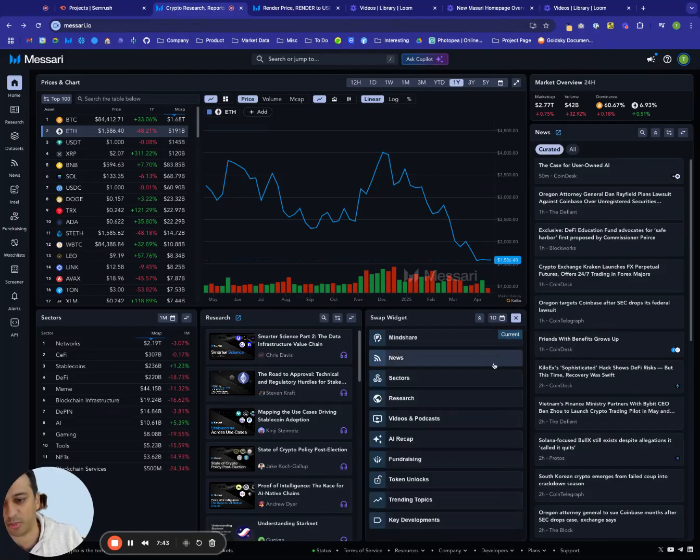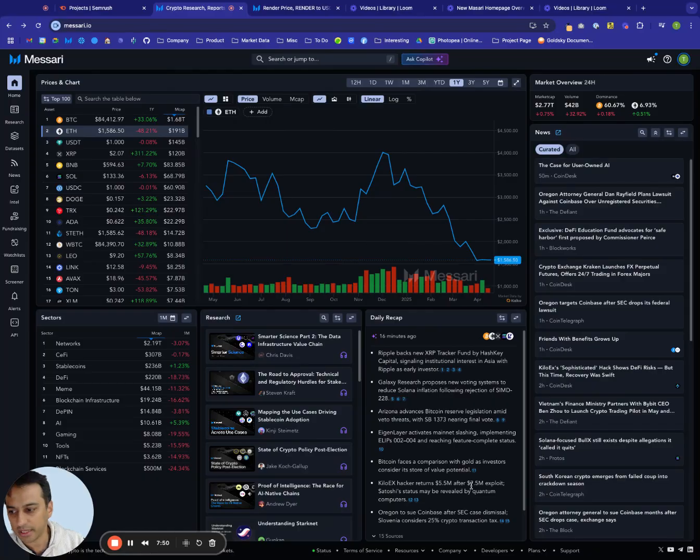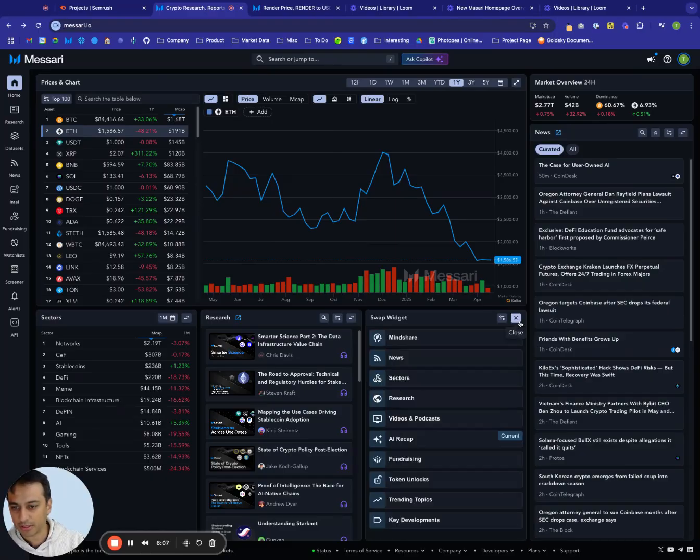Other components that we support, and I'll be taking you through a few of these. One powerful one is the AI recap. Similarly, it uses our Copilot under the hood to look at all the sources of news and information around crypto and just give you a real-time recap of what's happening. So this is, again, a very powerful way to stay up to date with what's happening in crypto.